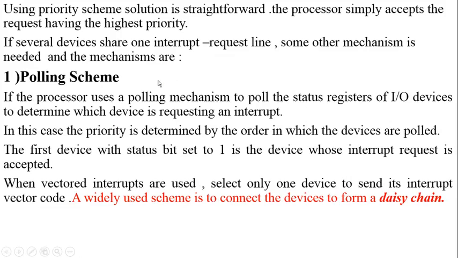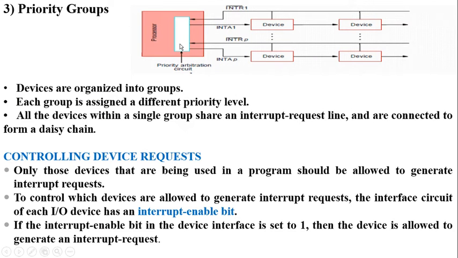Here we have a priority arbitration circuit. Requests from different groups are connected to the priority arbitration circuit, and this unit selects the request to service next based on the priority value of the different interrupts. Devices are organized into groups. Each group is assigned a different priority level. All the devices within a single group share an interrupt request line and are connected in the form of a daisy chain.